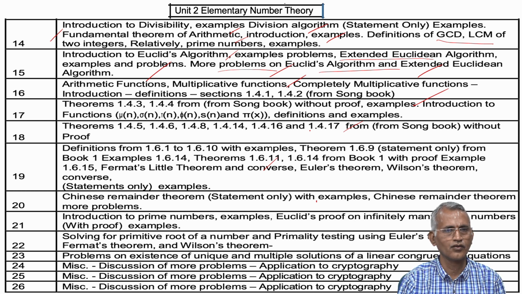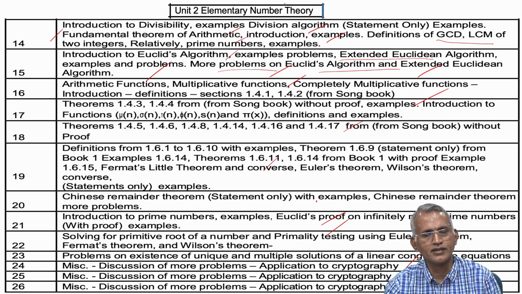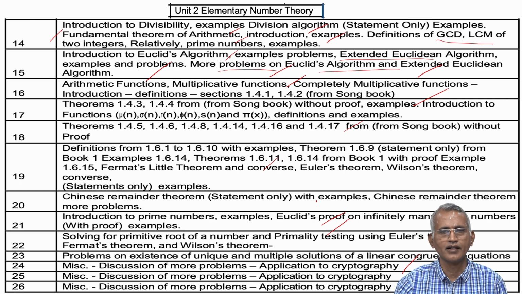and module 21 covers the introduction to prime numbers, and Euclid's proof that there are infinitely many prime numbers, and module 22 covers solving the primitive root of a number and primality testing using Euler's theorem, Fermat's theorem and Wilson's theorem, followed by models, problems and miscellaneous exercises, and finally we apply this to cryptography. So, these are all the contents we are going to discuss.